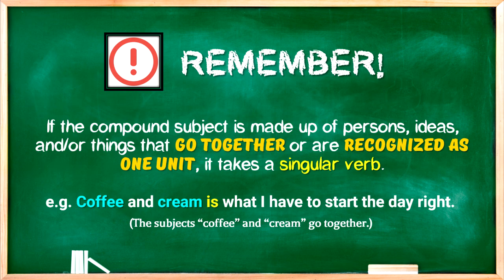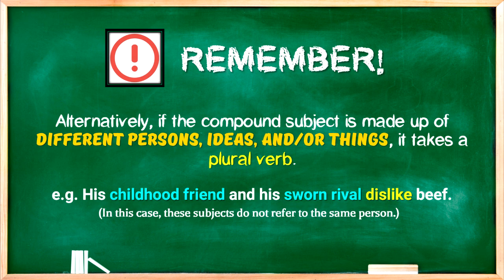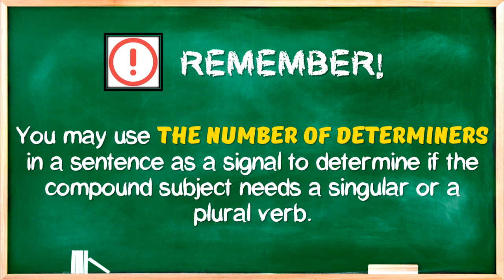If the compound subject is made up of persons, ideas, and/or things that go together or are recognized as one unit, it takes a singular verb. Alternatively, if the compound subject is made up of different persons, ideas, and/or things, it takes a plural verb. You may use the number of determiners in a sentence as a signal to determine if the compound subject needs a singular or a plural verb.